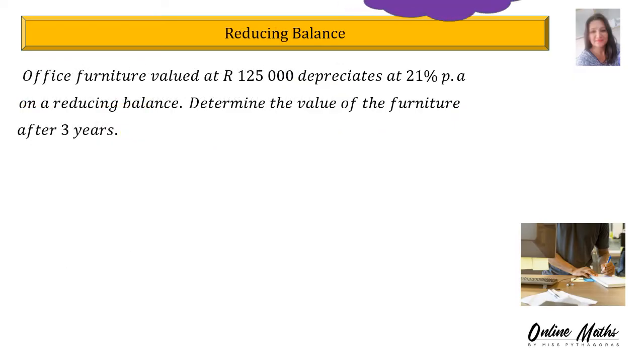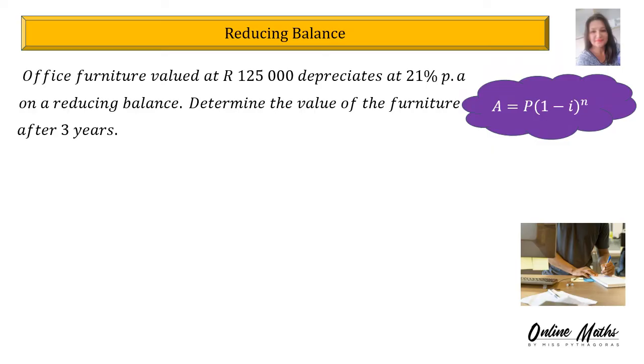Reducing balance method, and there is our formula. A is equal to P bracket 1 minus I to the N. Again, let's start reading and highlighting whatever information is given. Office furniture were valued at 125,000 Rand, depreciates at 21% per annum on a reducing balance. That is what's telling us which formula to use. Determine the value of the furniture after 3 years.